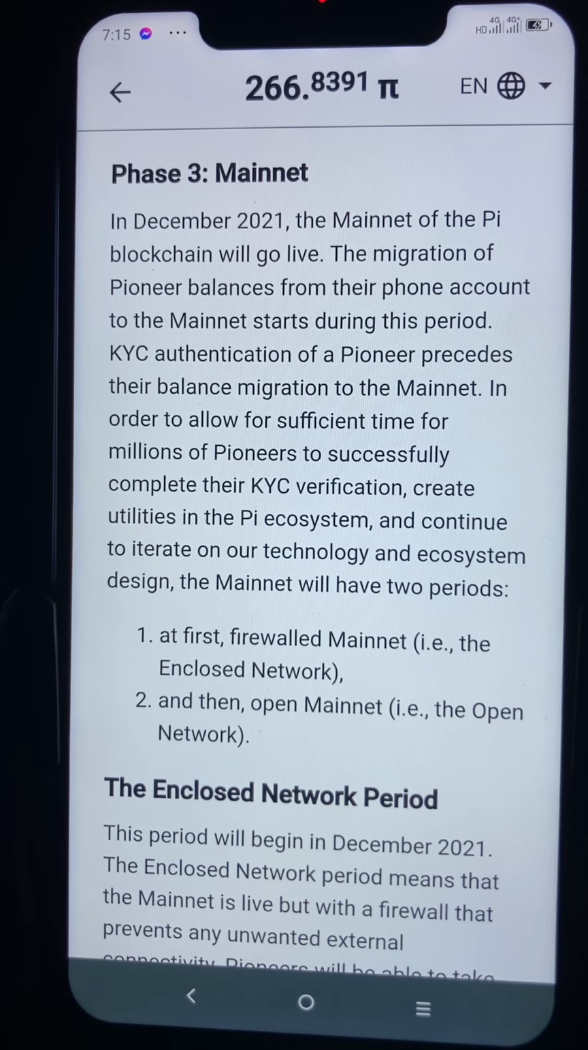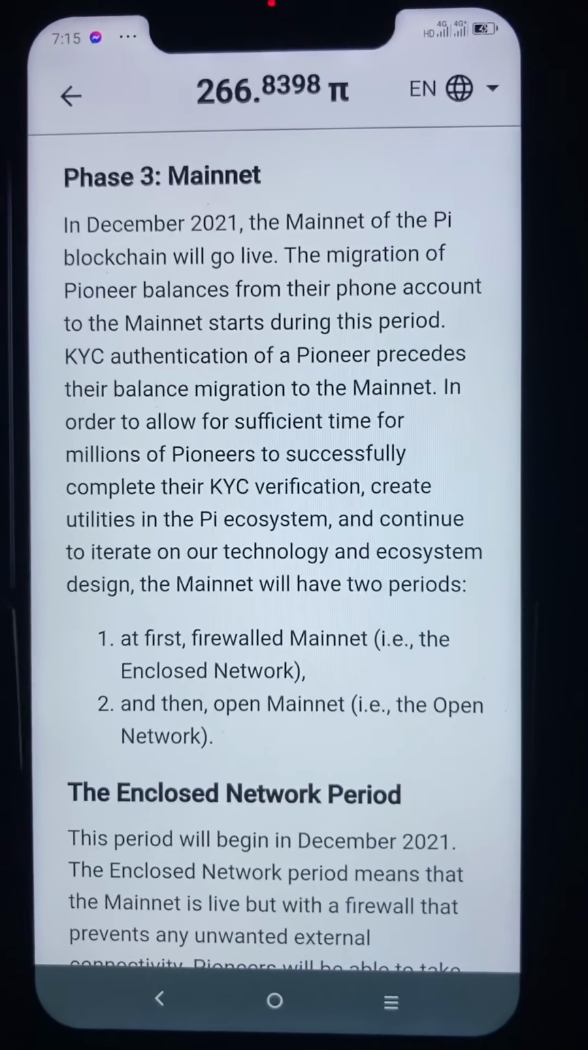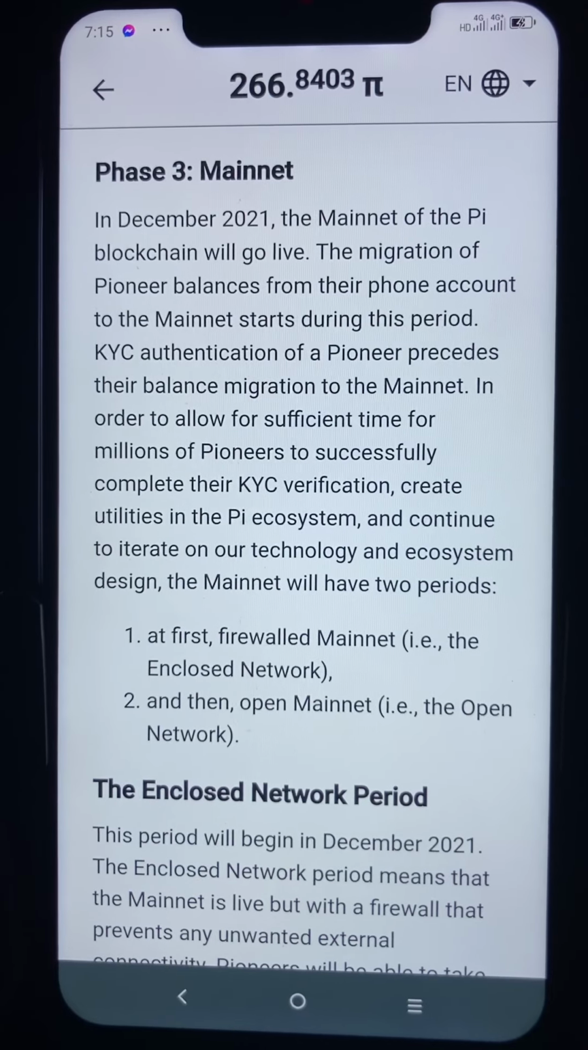So alright, so yun. And number 2, ito na siguro yung and everyone is really waiting for the open mainnet, which is yun na, anything goes na. It's no longer firewalled, I would guess, and hindi na free na everyone to use their Pi wherever they want. Okay, so sige, paano natin yung enclosed network period?